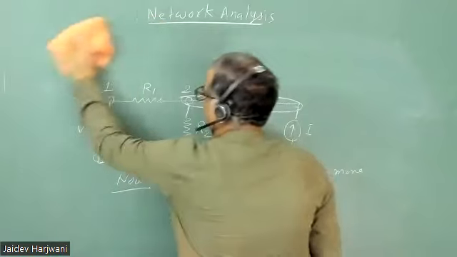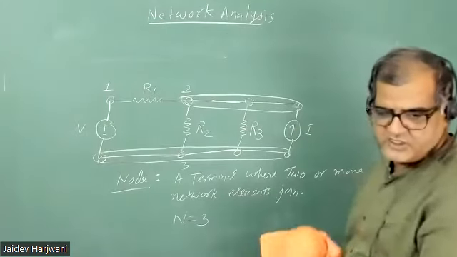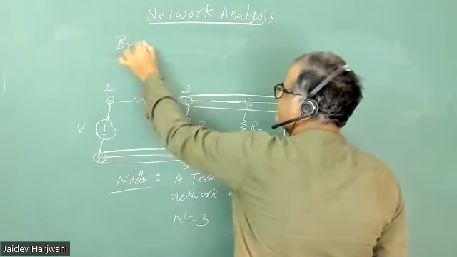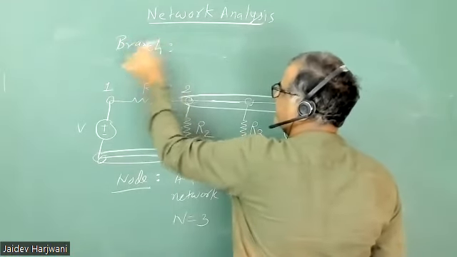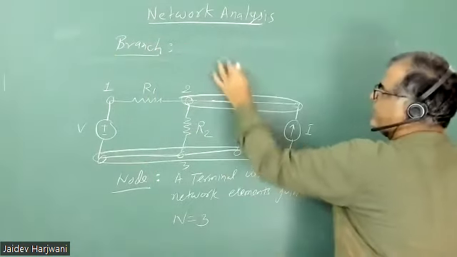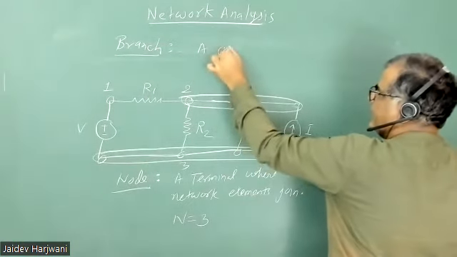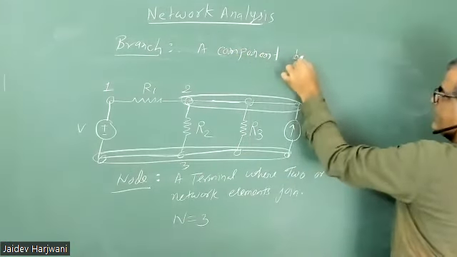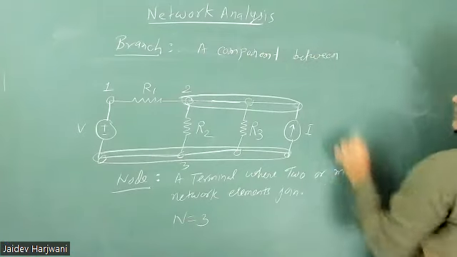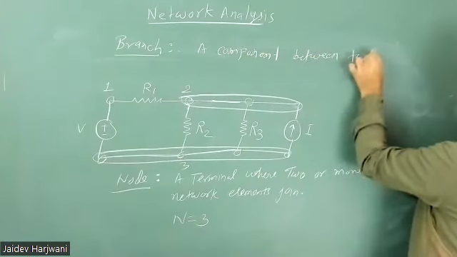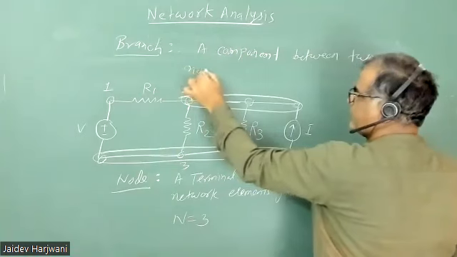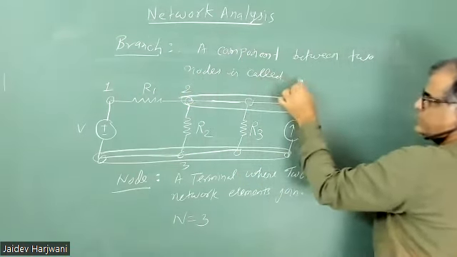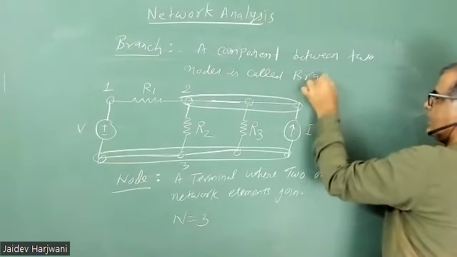Now the next is branch. What is called a branch? How many branches are in this circuit? A component between two nodes is called a branch.